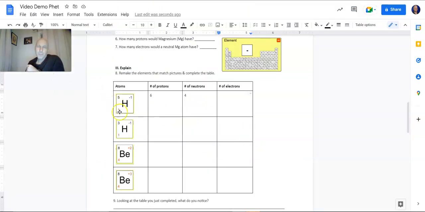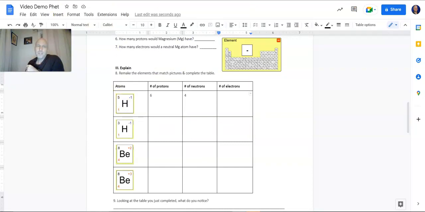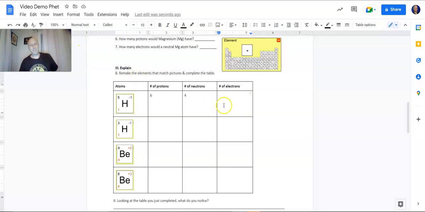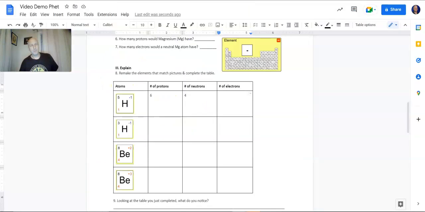If you go back in here, I have 1 proton for my atomic number. That makes it hydrogen, okay? My mass number is 5 right here. That's because I have 1 proton plus 4 neutrons. Remember, protons plus neutrons is your mass number. And then for my charge, -1, I have how many electrons? 2. Okay, so there's that one. That one is filled in.